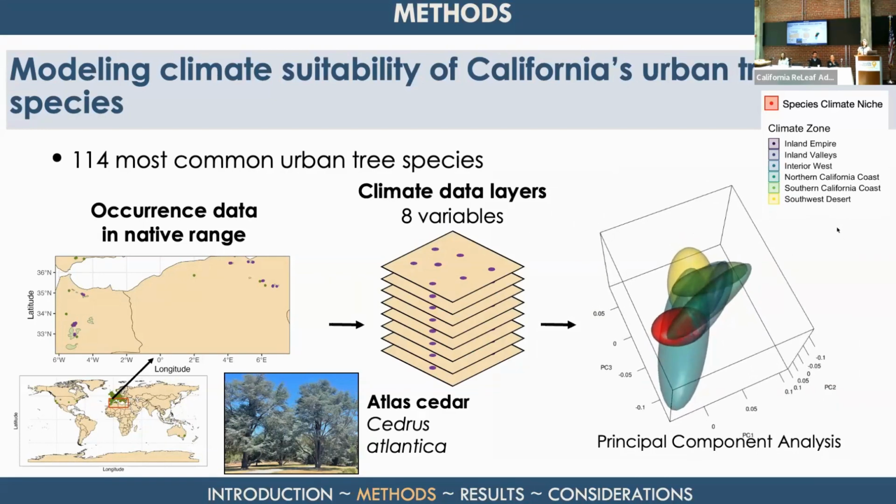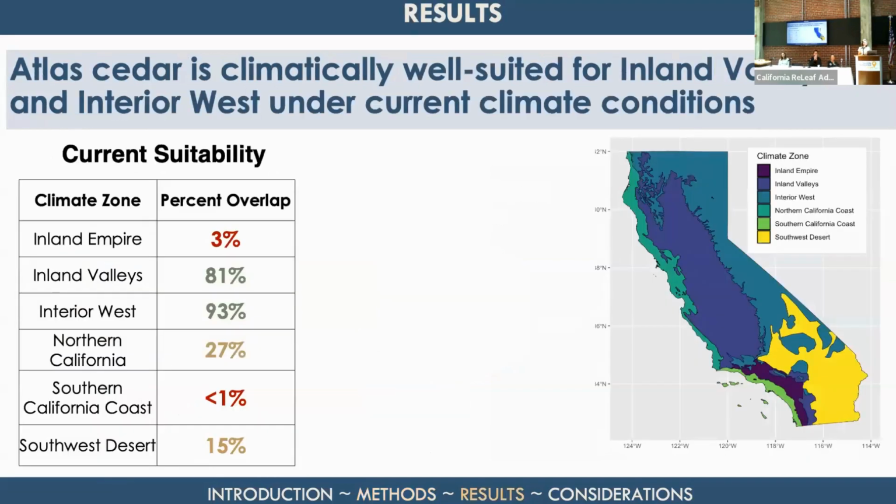And so what you're seeing up there on the graph is basically the climate in each one of the climate zones in California represented as this 3D ellipse, and the climate niche, for example, of the Atlas cedar that's represented in the red ellipse there. And then what we can do is calculate an overlap. So how much does the climate of the Atlas cedar actually overlap with the climate in each one of the climate zones in California? And we can use that to quantify basically how suitable or how similar is the climate across the different places in California.